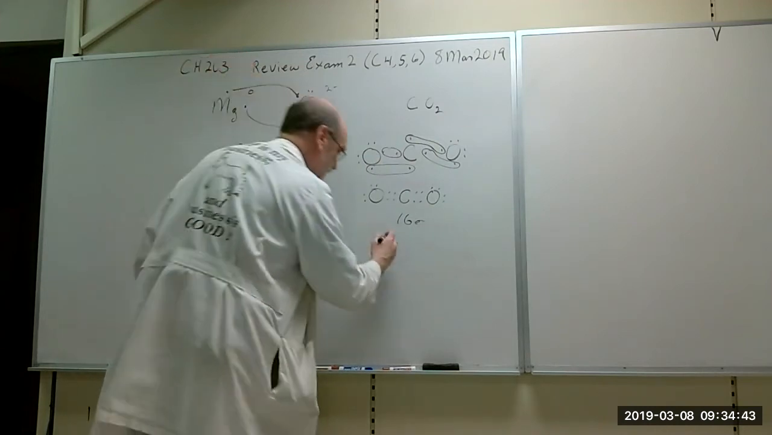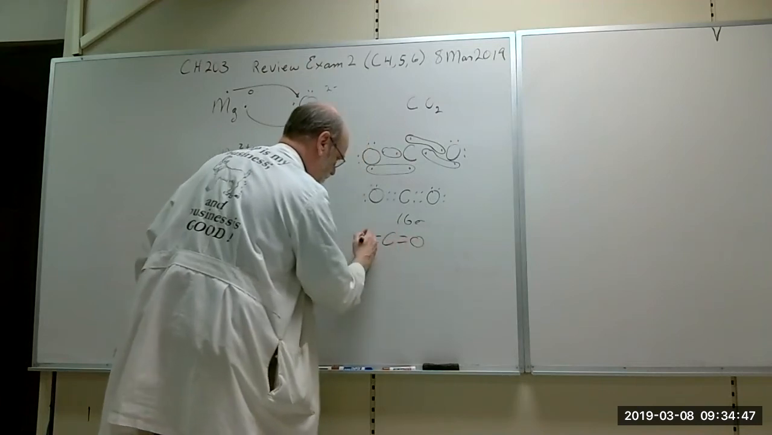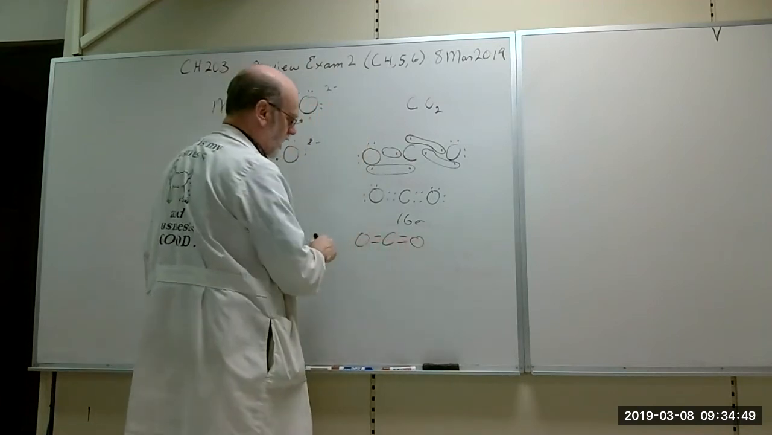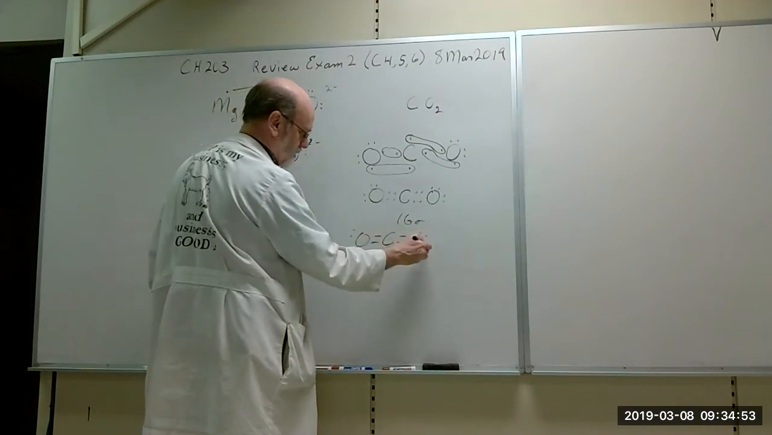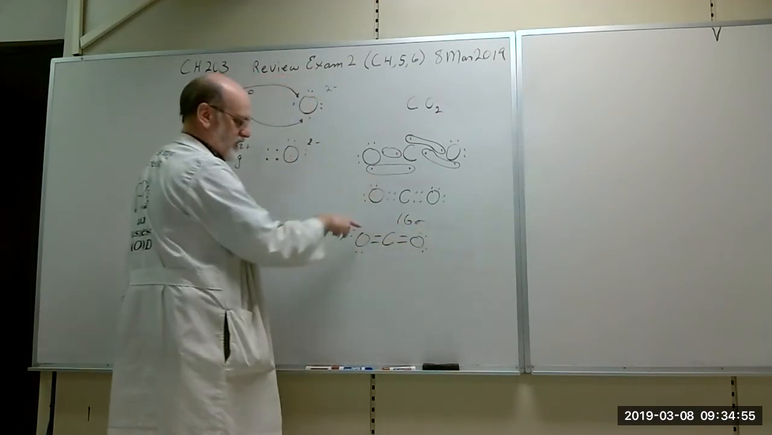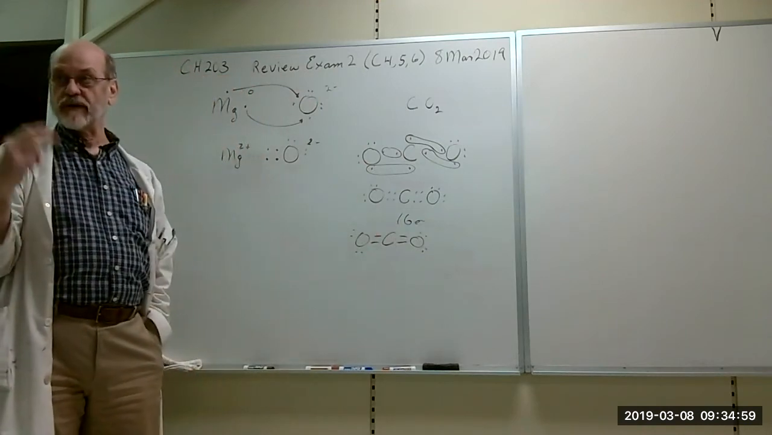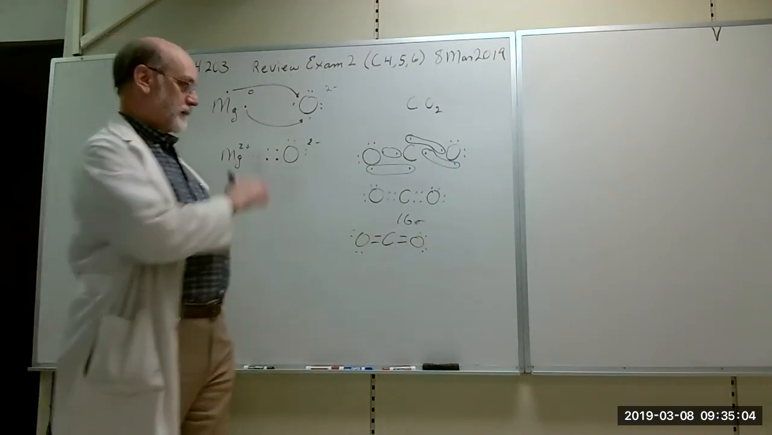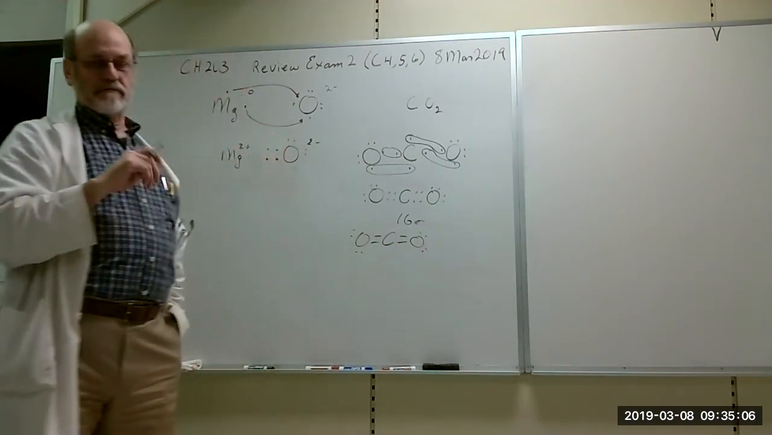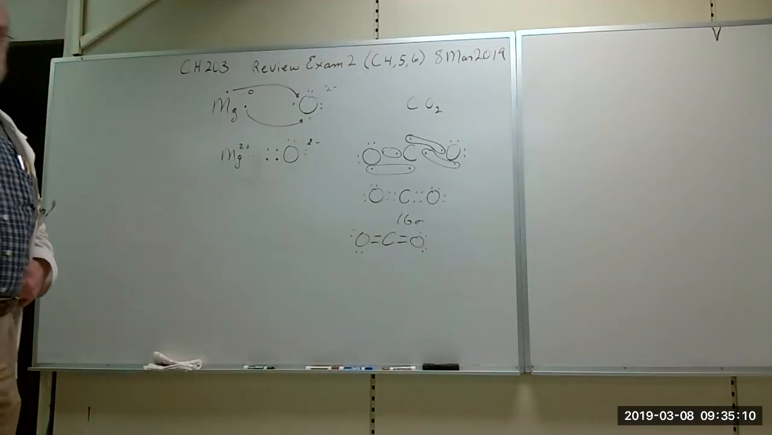Now, typically how we write this is like that. And sometimes we put the electrons in here like that. But that means the same thing. Each one of these lines is 2 electrons in the bottom. Now we can use Lewis dot structures to draw more complex molecules.